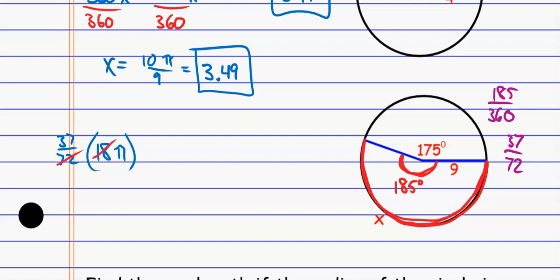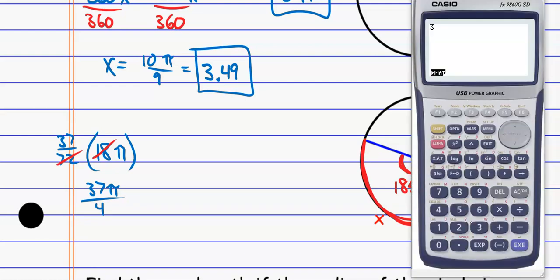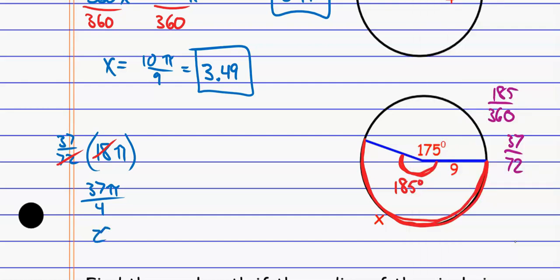Here, the 18 and the 72, those are going to reduce. They're each divisible by 18, actually. And so that's going to give me a 1 pi, so that's going to be 37 pi over the 72 divided by 18, which is going to give me a 4. And so that's the exact value in terms of pi, but we don't really need the exact value in terms of pi. What we need is the rounded off answer. So I'm going to do 37 pi divided by 4. And I get 29.06. And there were no units given here, so that's it. That's my answer, okay?